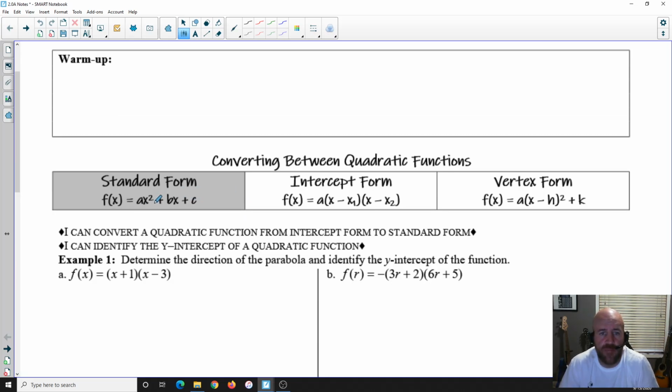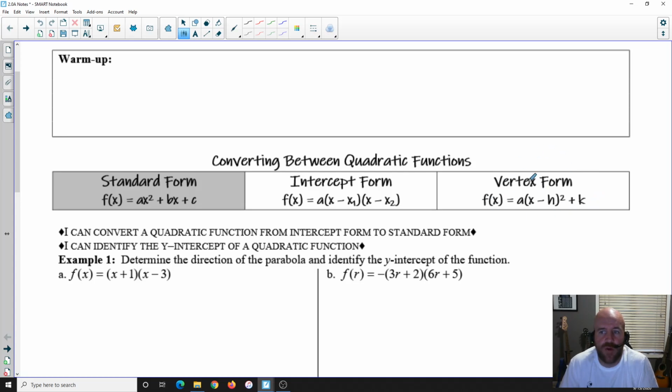So standard form is right here. It is ax squared plus bx plus c. And we're going to be doing a lot with that. Intercept form, that's when we have an a value out front, and then we have two binomials. We have x minus a number, and then x minus another number. So those are going to be the intercepts on the x-axis.